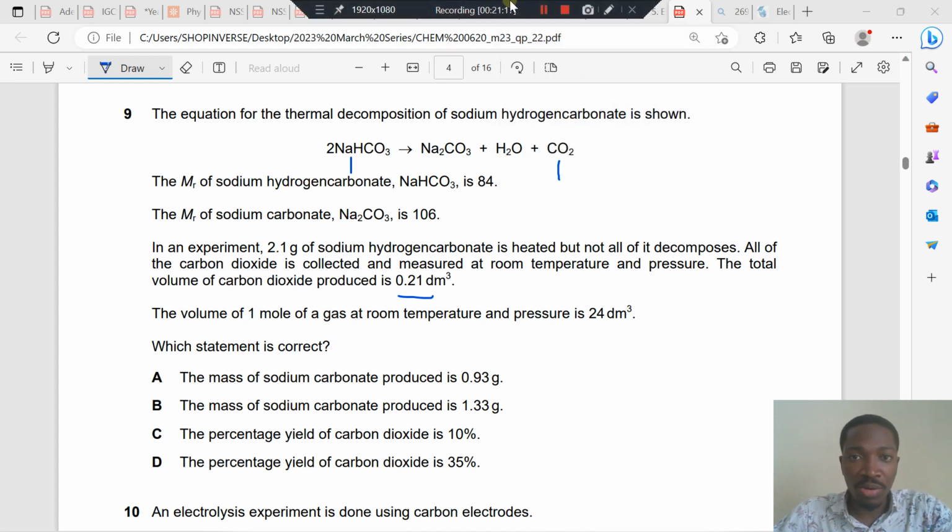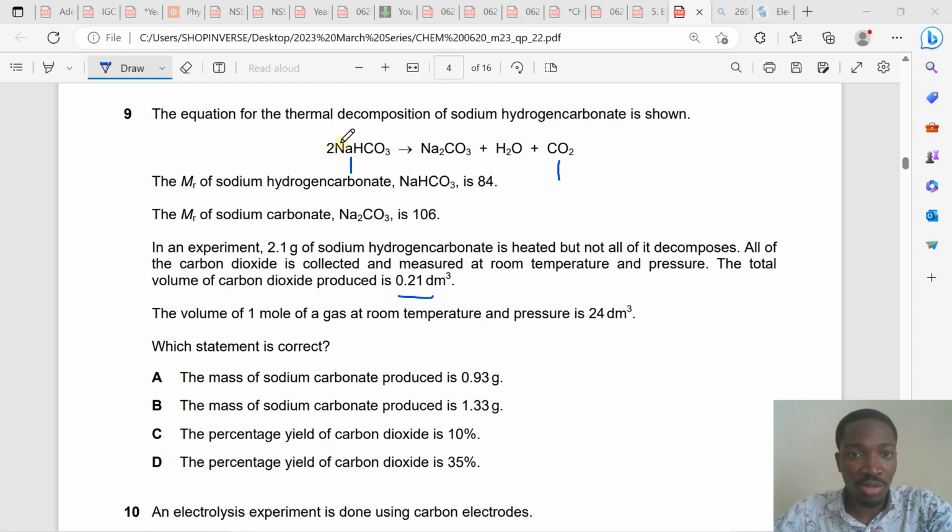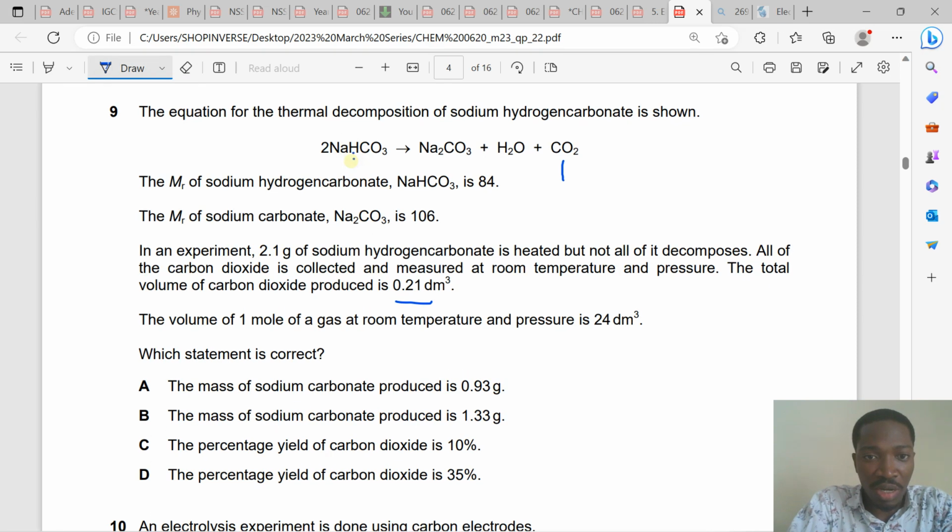Actually, by looking at this equation of reaction, this is supposed to be 2 moles. So 2 moles of sodium hydrogen carbonate produce 1 mole of carbon dioxide. Now, take note of this. Our point of interest: we are interested in either the mass of carbon dioxide produced or the percentage yield of carbon dioxide. So now we are interested in what is happening to the carbon dioxide produced.